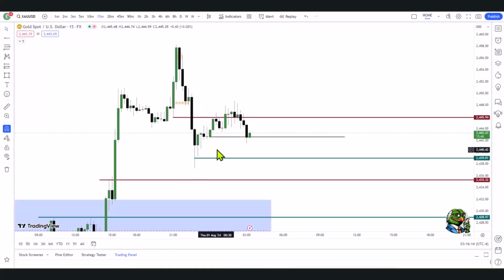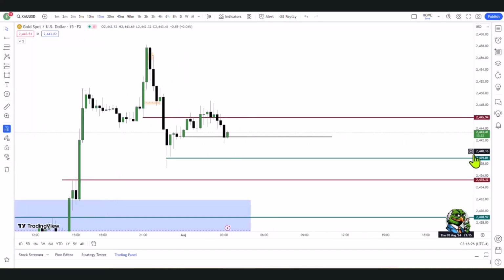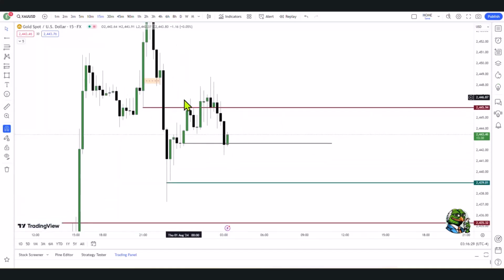Okay, so I'm going to be just targeting this low, which is where this move began. Now this move at the moment, really, now that we've come below these down candles, there's no need for the market to go back up into that zone of price.